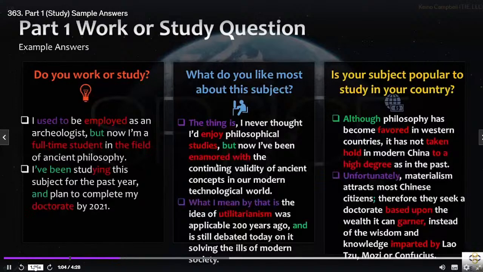If you notice here, you see the language in purple, used to, is really good fluency language. We're using synonyms: employed for work, full-time student for study, field of, dealing with study. Here we're using one of the perfect tenses, I've been. Here we're using a different word form. Instead of studying, I'm using student, showing that I can change the word form. And the word doctorate is related also to study.